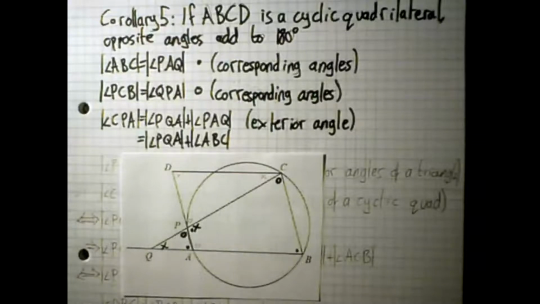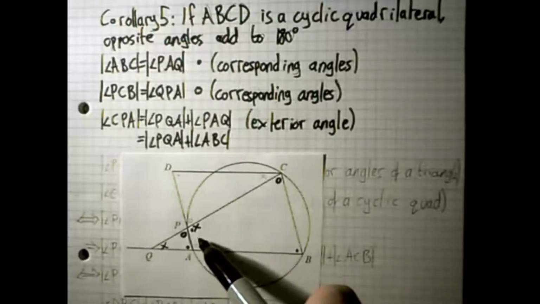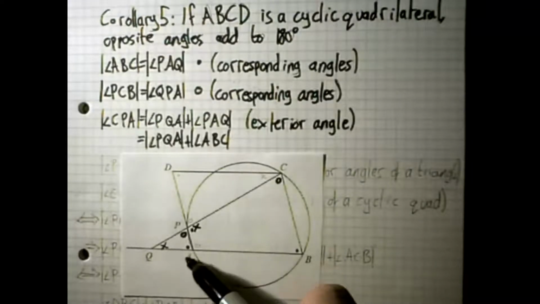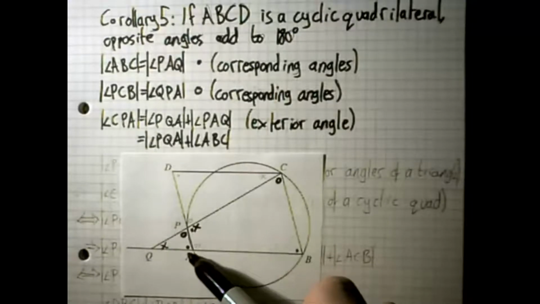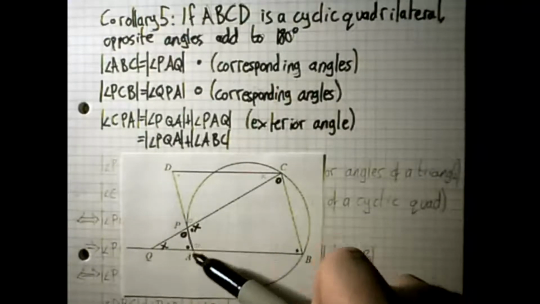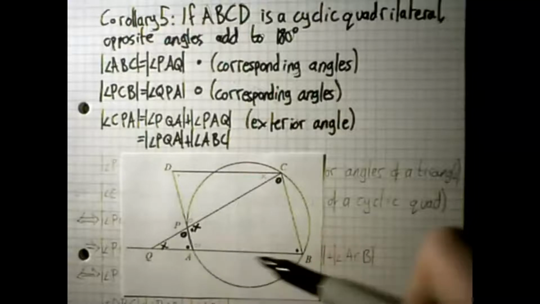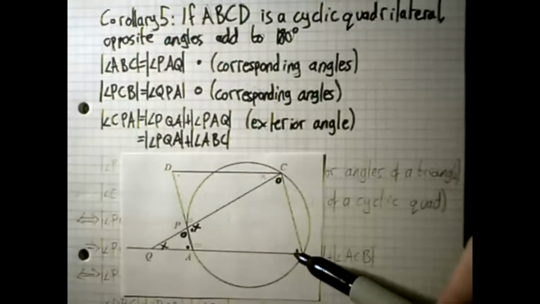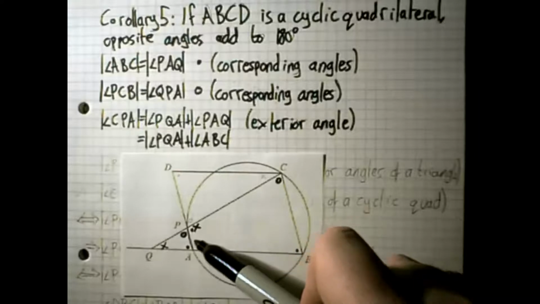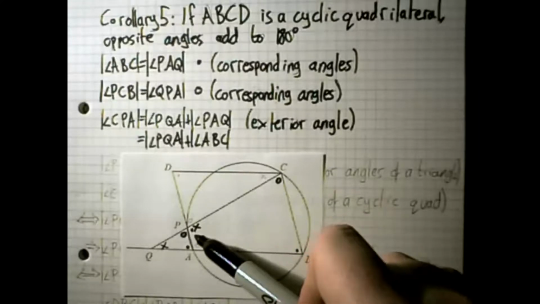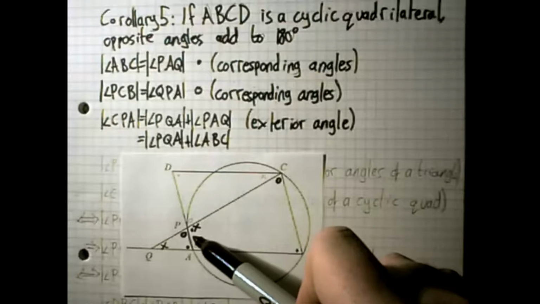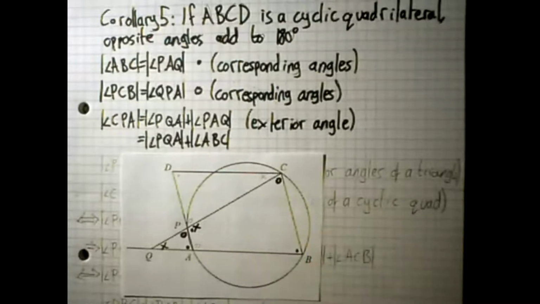Next I'm using theorem 6, the exterior angle theorem, which says that each exterior angle of a triangle is equal to the sum of the interior opposite angles. So this angle here, CPA, is equal to the sum of those two angles. And I'm going to replace this angle PAQ, since that's a dot, with this other one, which is a dot. So it's a sum of a dot and a cross, and those two beside each other means it's a sum and not a product.